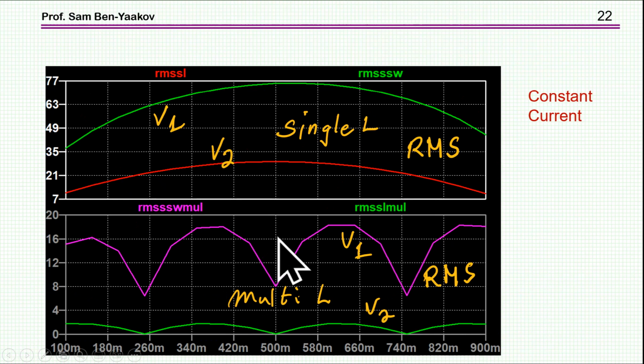So here is an example of one of the results, showing now a number of curves. This is for, again, the constant current case. This is for the single inductor, and this is for the multi-phase. I'm showing here only the RMS, just not to cloud it too much, not to have too many curves here. And I see here the RMS of the V1 side and the RMS of the V2 side. This is for the single inductor. And here for the multi-phase, I see it very nicely.